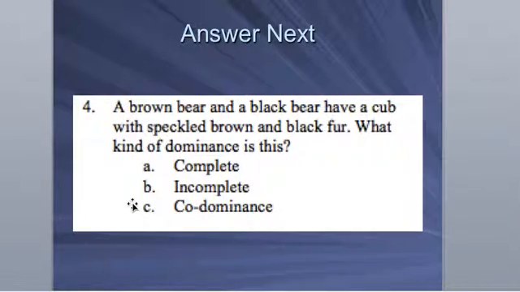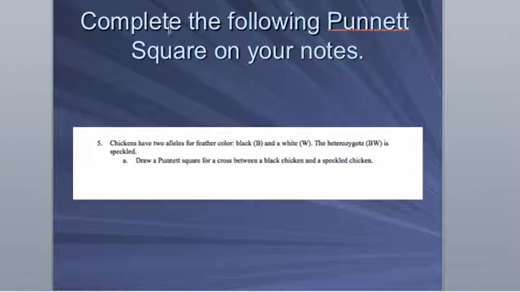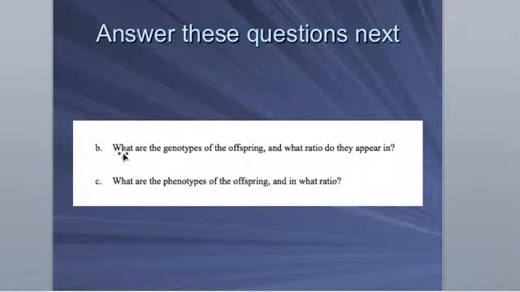Complete, incomplete, codominance? Now you're going to complete the following Punnett square on your notes. Chickens have two alleles for feather color, black B and a white W. The heterozygote BW is speckled. Draw a Punnett square for a cross between a black chicken and a speckled chicken. So you have to figure what the black is here, and then the heterozygote is here, the speckled. And then you'll answer these questions. What are the genotypes of the offspring and what ratio do they appear in? What are the phenotypes of the offspring and in what ratio?